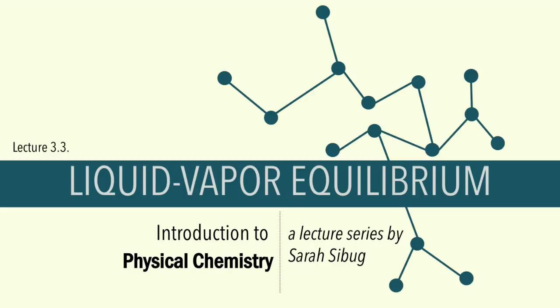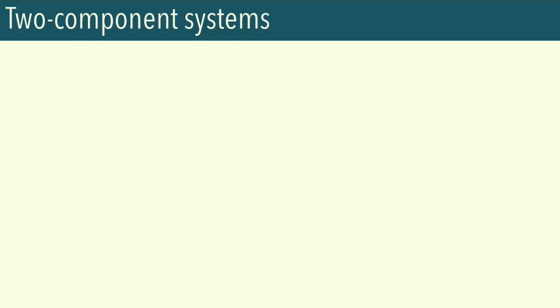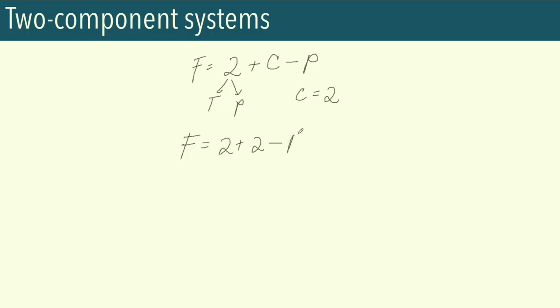Okay, so again, before we begin, let's consider the variables that we'll be investigating. Let's calculate the variance of our binary liquid system. The general equation for variance is, recall, F is equal to 2 plus C minus P. The 2 corresponds to temperature and pressure, C is the number of components, and P is the number of phases. Since we're dealing with a two-component system, C is equal to 2. So right now F is equal to 2 plus 2 minus P.